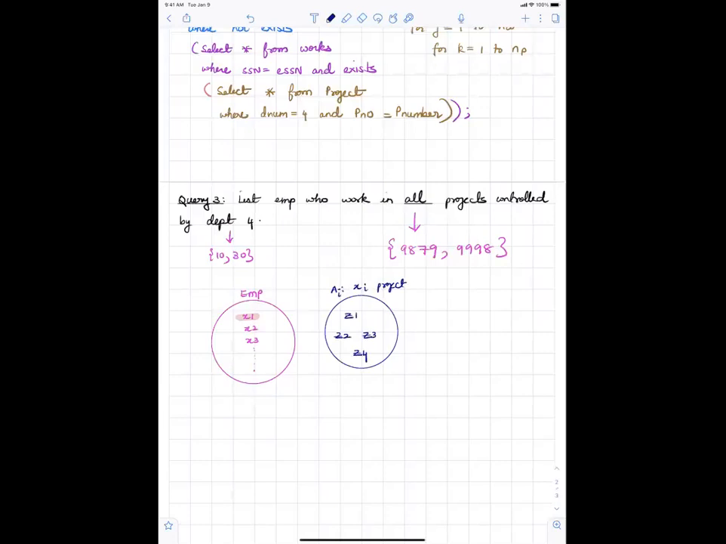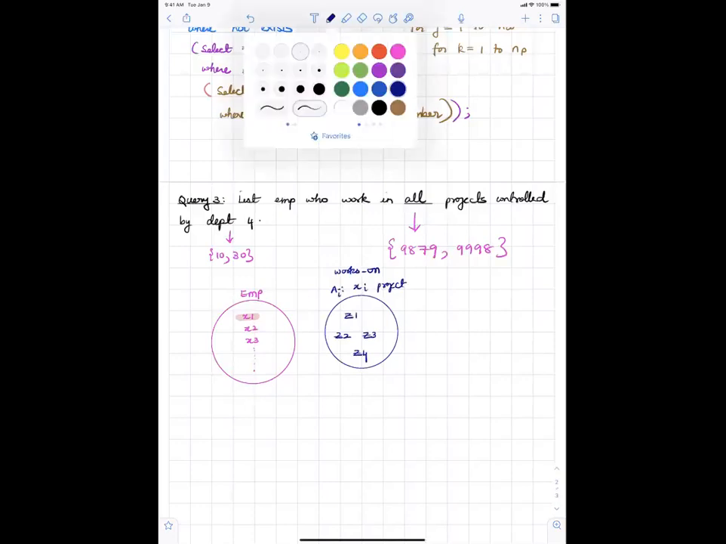Let's say that each employee works in 0 or more projects. And you can find this in the works on table. So this is really a subset of the works on table. Okay, and then we have a third set.